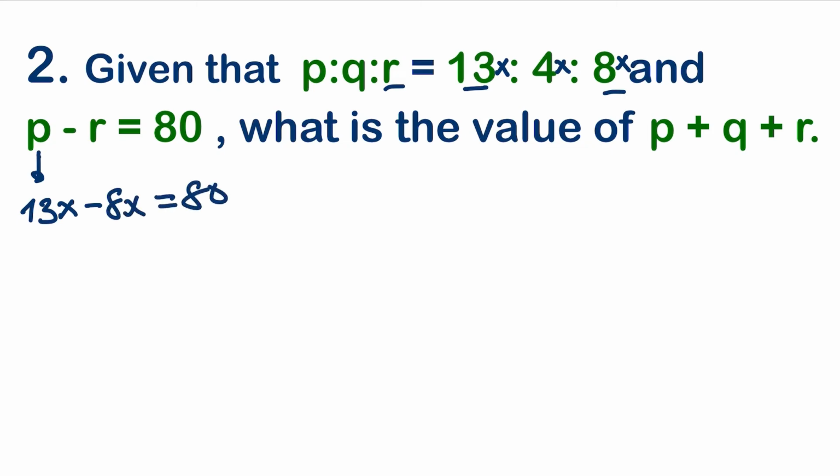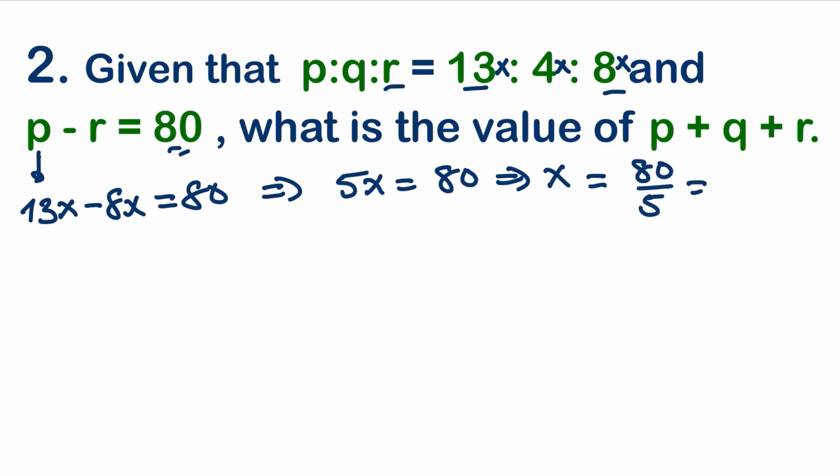Because initially 13 minus 8 will never give us 80, we need to find that multiple. If we simplify this, 13 minus 8 will give us 5x, which should be equal to 80. So this implies x will be equal to 80 divided by 5. 80 divided by 5 is 16. So the value of x is 16. We can rewrite this ratio.